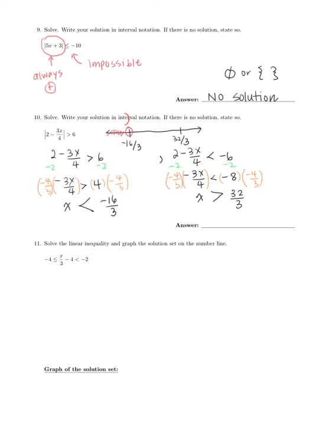All right, and the next one is x is strictly greater than 32 over 3. So here's my 32 over 3. X is strictly greater than. So which way do we shade?